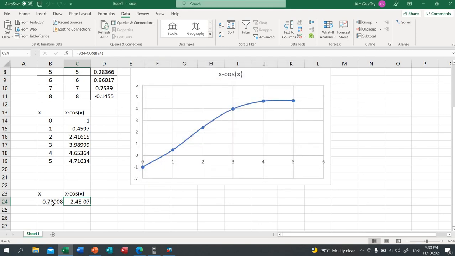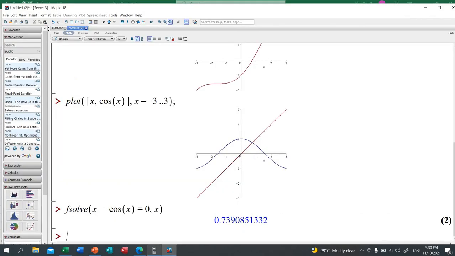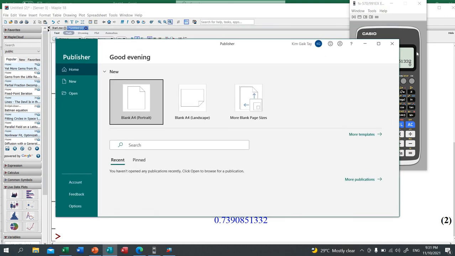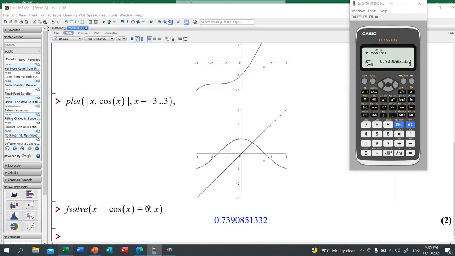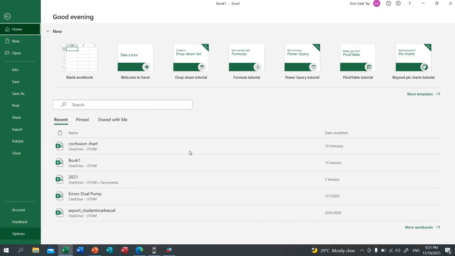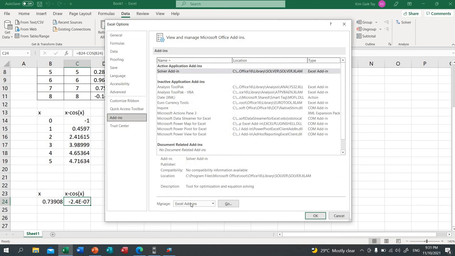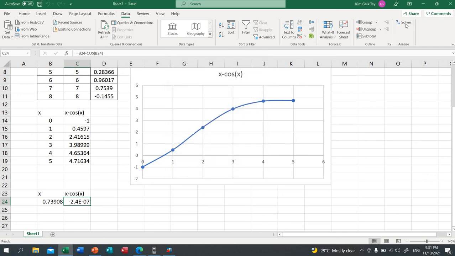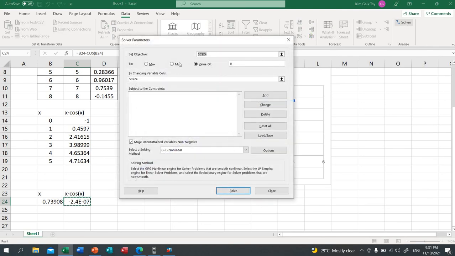So you get this value 0.73908. Okay, it tallies with your scientific calculator. To turn on this Solver, you go to File, Options, Add-ins. Excel Add-ins, Go. Check on this Solver add-in. Here, and then you turn on this Solver.